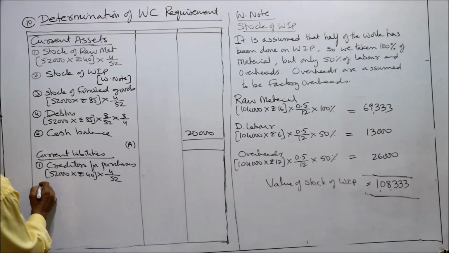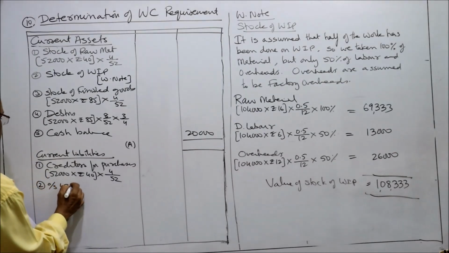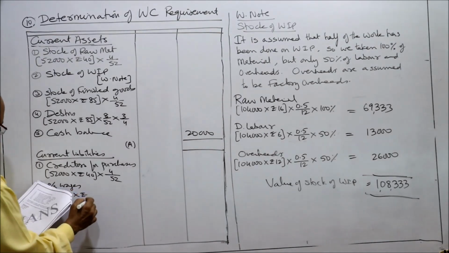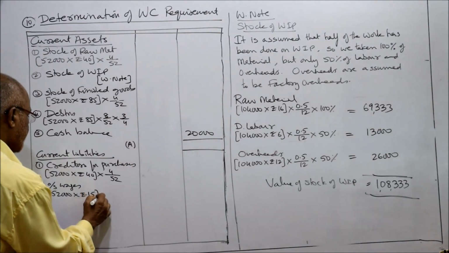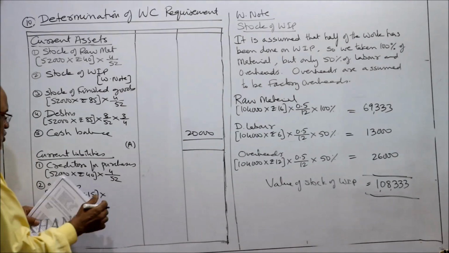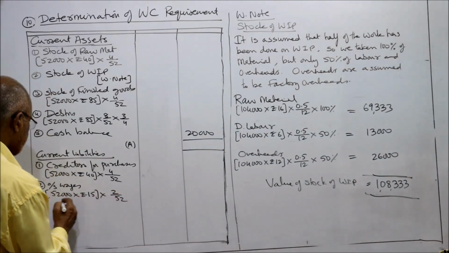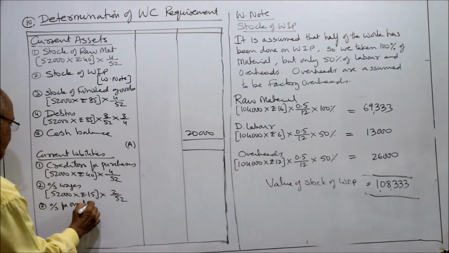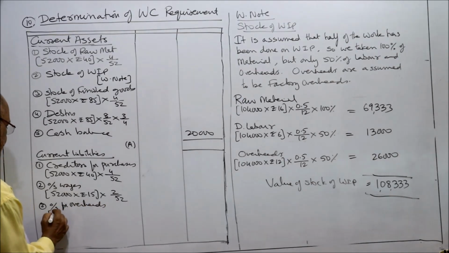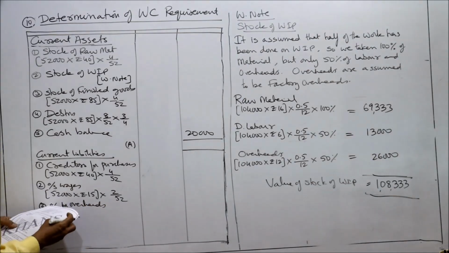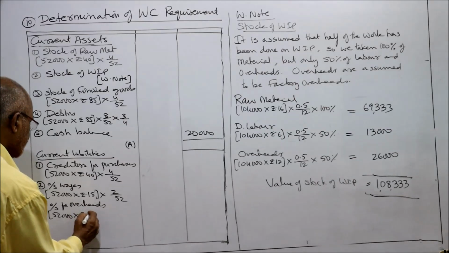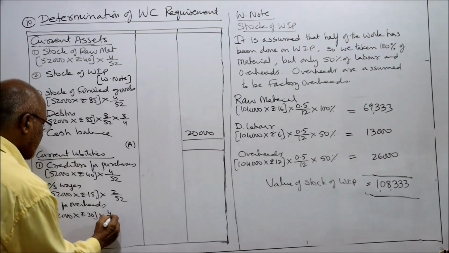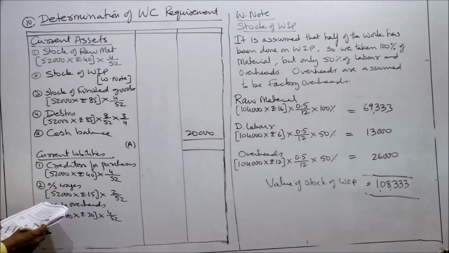Then outstanding wages. 52,000 units into rupees 15. So lag in payment of wages 2 weeks, 2 by 52. Outstanding for overheads, 52,000 into rupees 30 into lag in payment of overheads 1 month, 4 by 52. That's it.